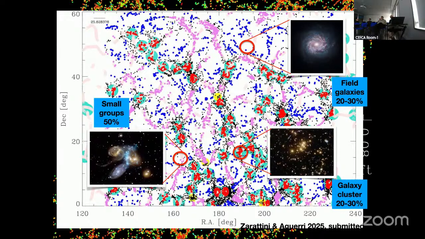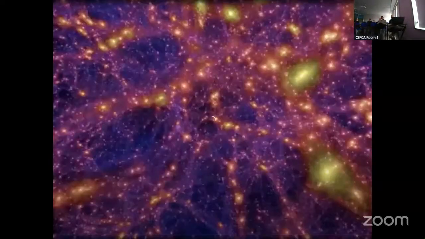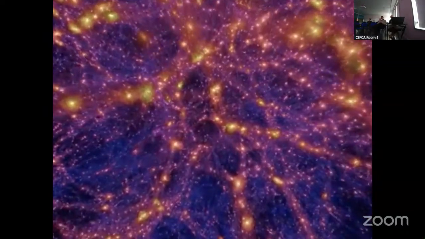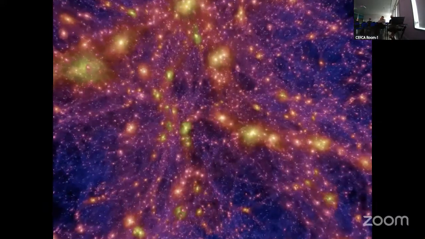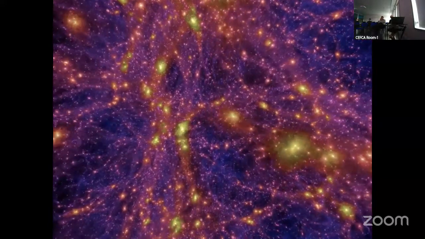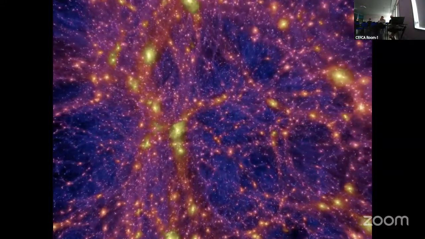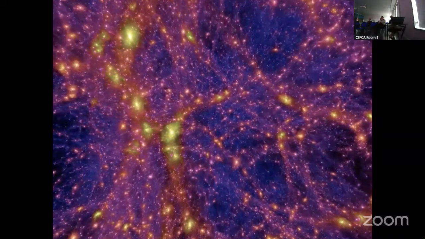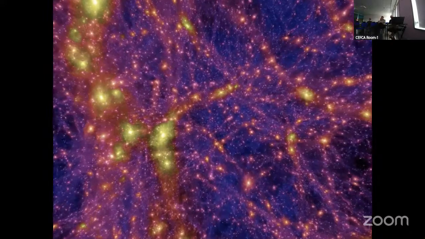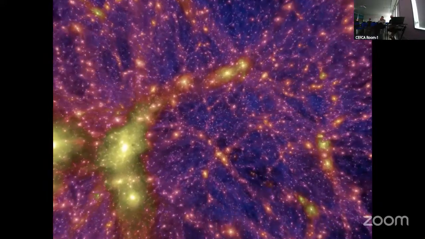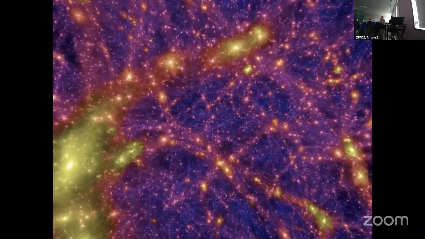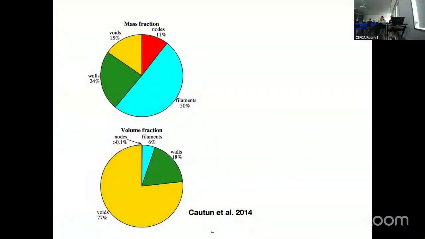This is a picture in 2D, but simulation helps us to see this structure in 3D. This is the Eagle simulation, and this is a travel throughout the large-scale structure of the universe. You can see here the filaments connecting clusters. Here is a supercluster region, and then you see the filaments surrounding voids, big voids of almost empty material. The simulation also tells us the mass distribution in the different structures of the universe.